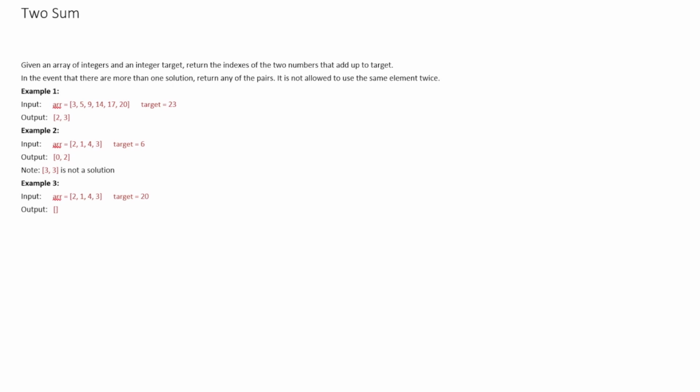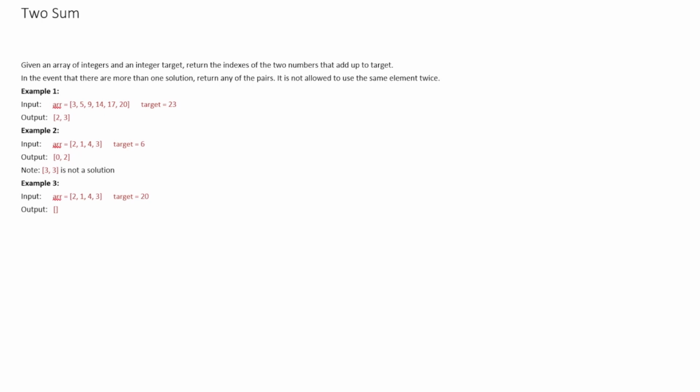So for this problem, we are given an array of integers and an integer target. We are supposed to return the indices of the two numbers that add up to a target. In the event that there is more than one solution, return any of the pairs. It is not allowed to use the same element twice.